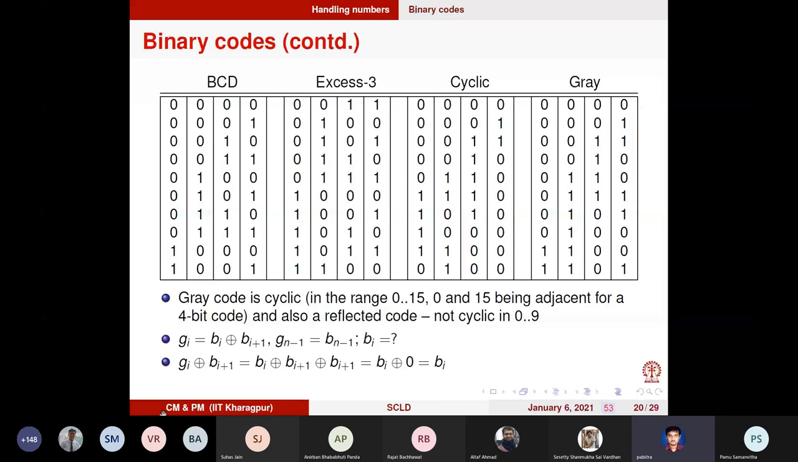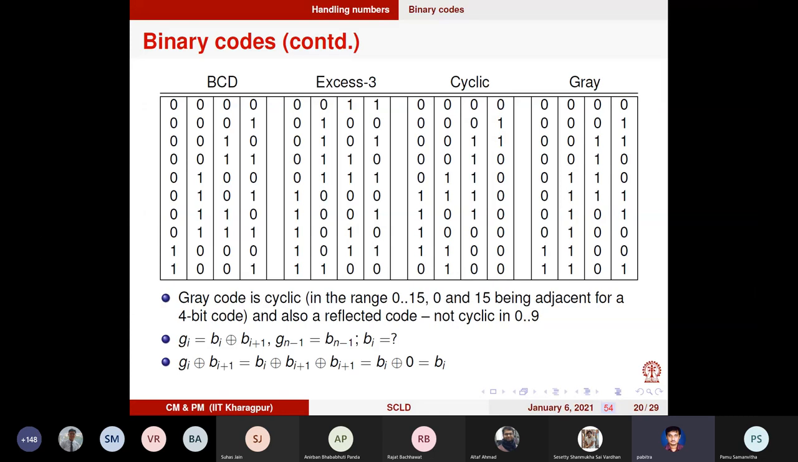Okay, so this I can recursively use because you know Bn minus 1 is Gn minus 1. So if I know Gn minus 1 and Gn minus 2 and Bn minus 1, I can get Bn minus 2 and so on. So if we move from left to right, the first bit is a copy, Gi to Bi. For the next bits, you take that binary bit, which you have already calculated, take the next gray code bit, XOR them to get the ith binary bit.